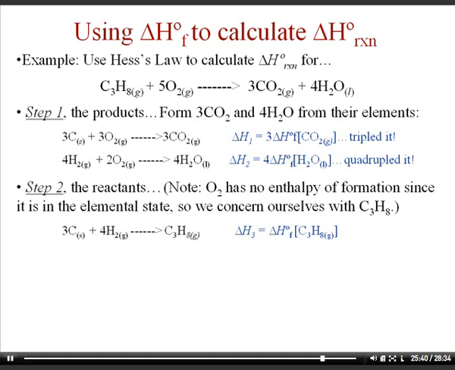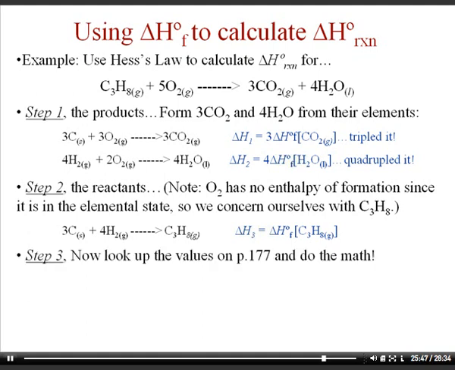And that delta H value, that again you can look up in the back of the book in one of the tables, is on page 177, and also it's in the table, but I don't remember the page number. But we can look up the values of all the delta H naught formations of the products. We're going to add those together, and we're going to subtract the delta H of formation of the reactant, which is just C3H8, I'm sorry.